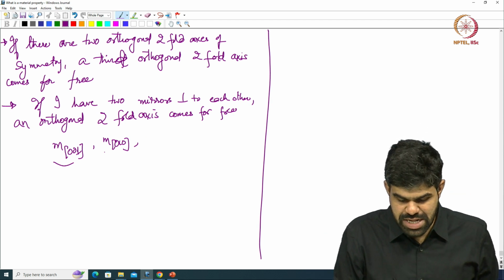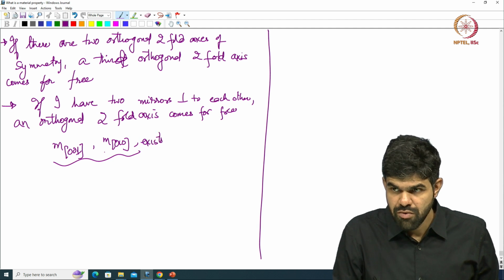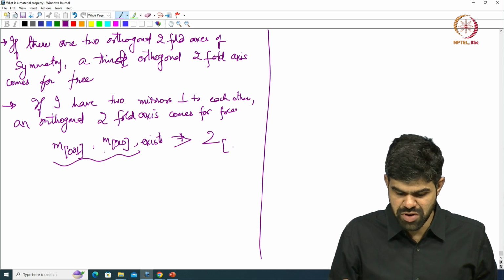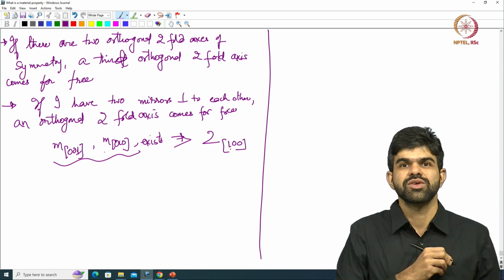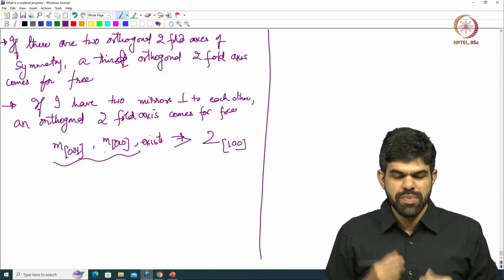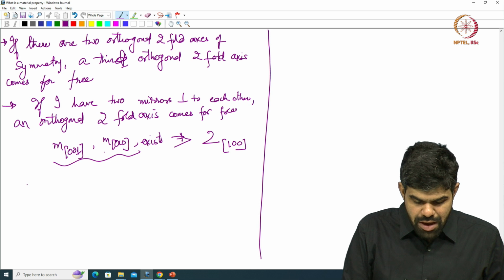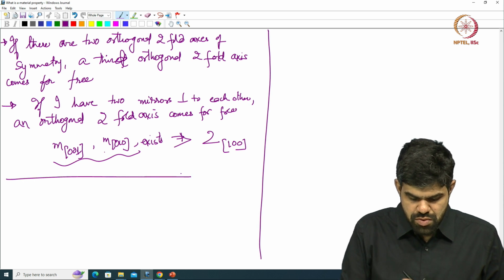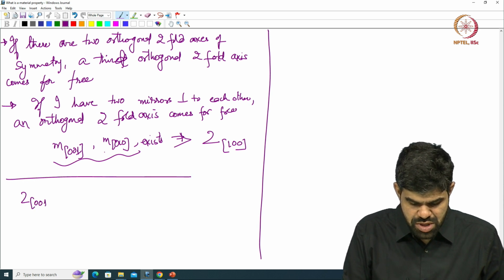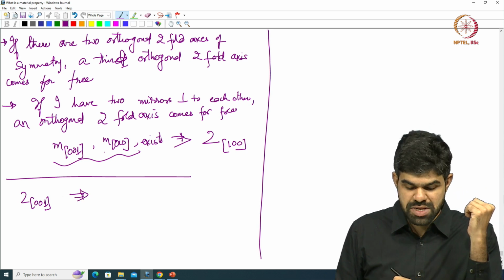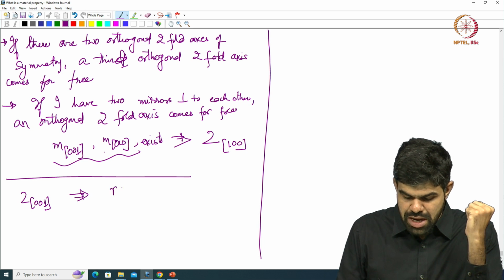Now, if this exists, what I get free of cost is a two-fold axis, but this two-fold axis is going to be about 1 0 0. So, these are the systems that we are going to look at. Now, if I have only one m or one two-fold axis, about 0 0 1, in the earlier discussion on monoclinic systems, we said this means that my gamma is not equal to 90 degrees, that is okay, but alpha should be equal to beta should be equal to 90 degrees.